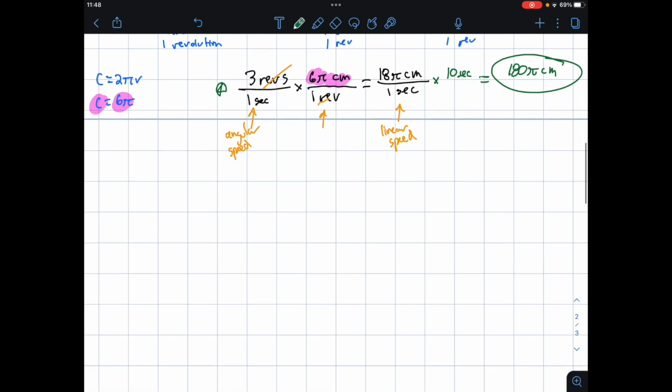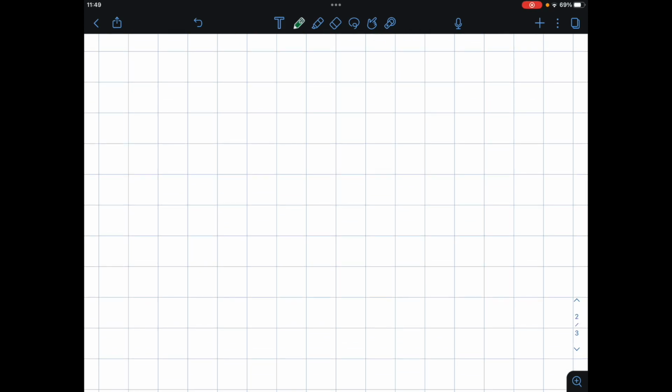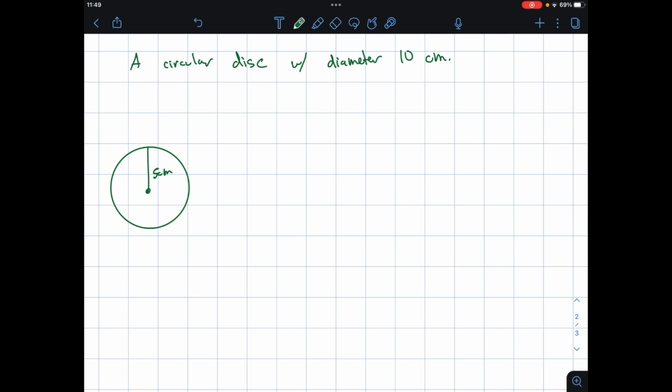So let's say that I have a circular disc. I never know whether to spell it with a K or a C. Let's go C this time. With diameter 10 centimeters. Let's draw this disc. So here's a circular disc, and the diameter is 10 centimeters. But the whole point of that is probably to get the radius. So we're going to draw a radius of 5 centimeters.